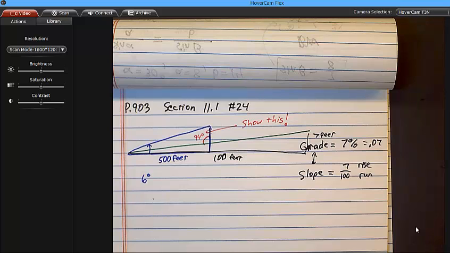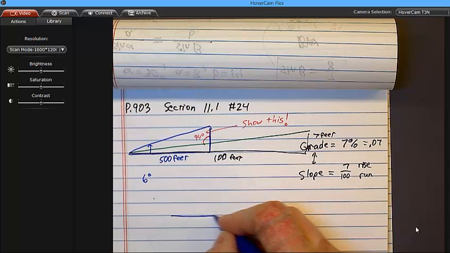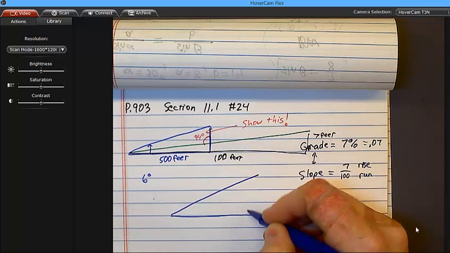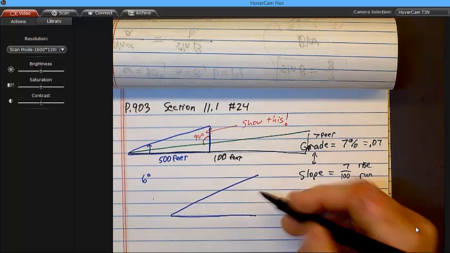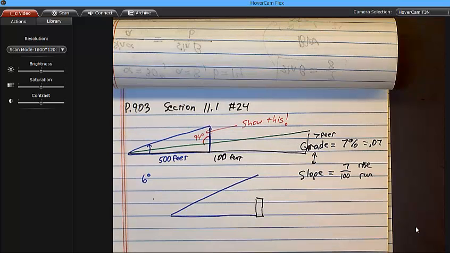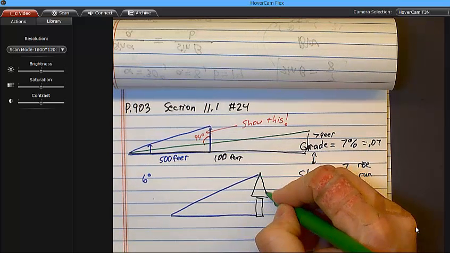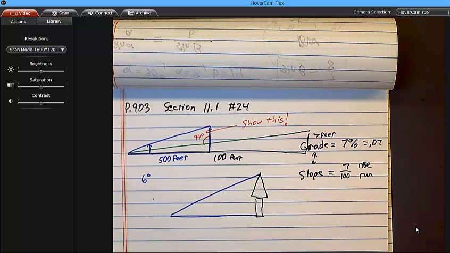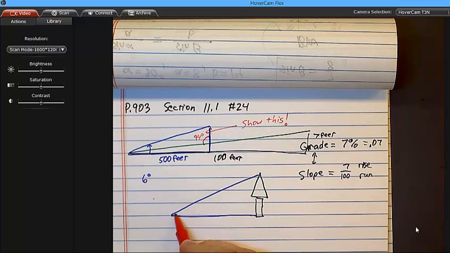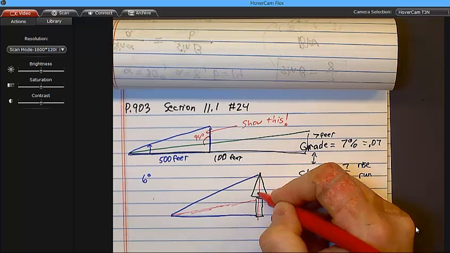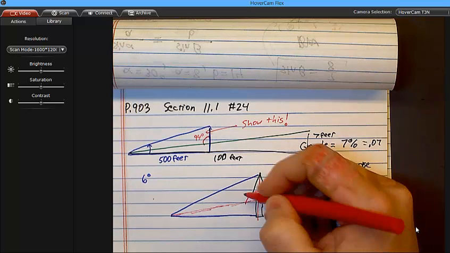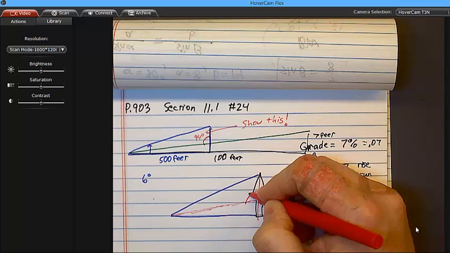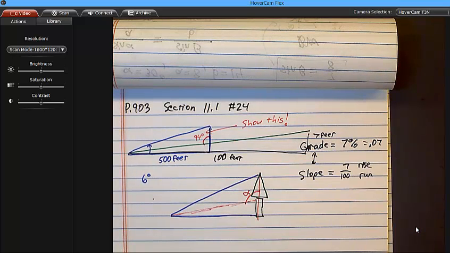Well, I think I want to redraw my picture. I'll draw it a little bigger. So here's my tree over here. Make it a Christmas tree. Okay. And I'm going to draw the road in red. And the idea, again, is that I want to show that this angle here is 94 degrees. Let me call that alpha. That's the angle I don't know yet. I want to show that it's 94 degrees.